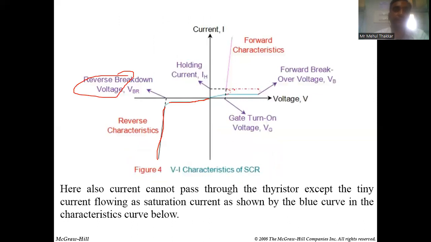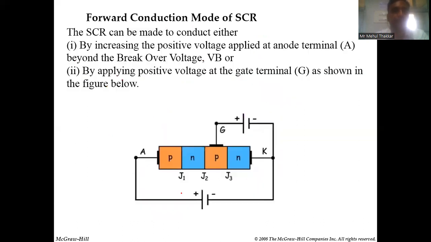Now if we understand the characteristic in the forward bias, as you can see over here, there is a breakover voltage which is written. That is the breakover voltage required to make junction J2 conduct. Without applying the gate voltage, you just keep increasing the voltage, and at one point J2 will break down. So that is called the forward breakover voltage. That is one way. After that, immediately you will have a large current, which is shown with this pink characteristic over here.